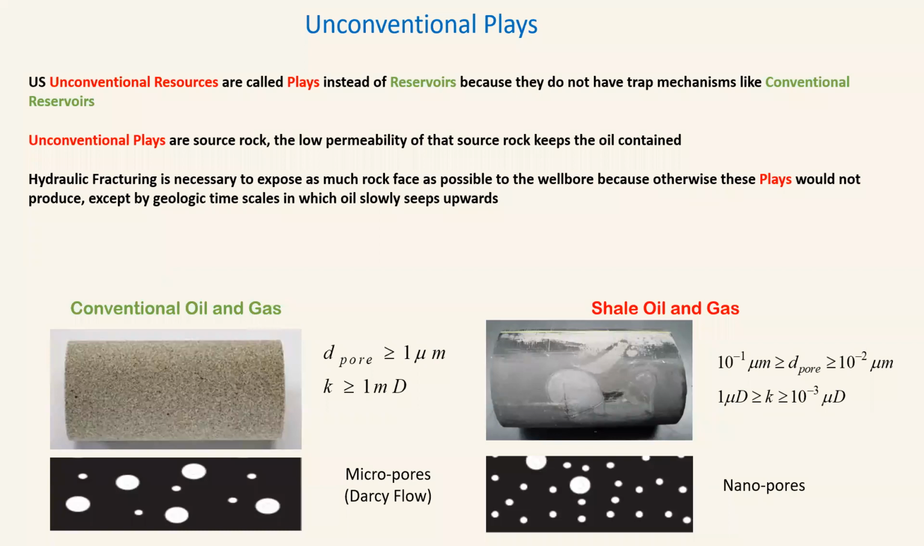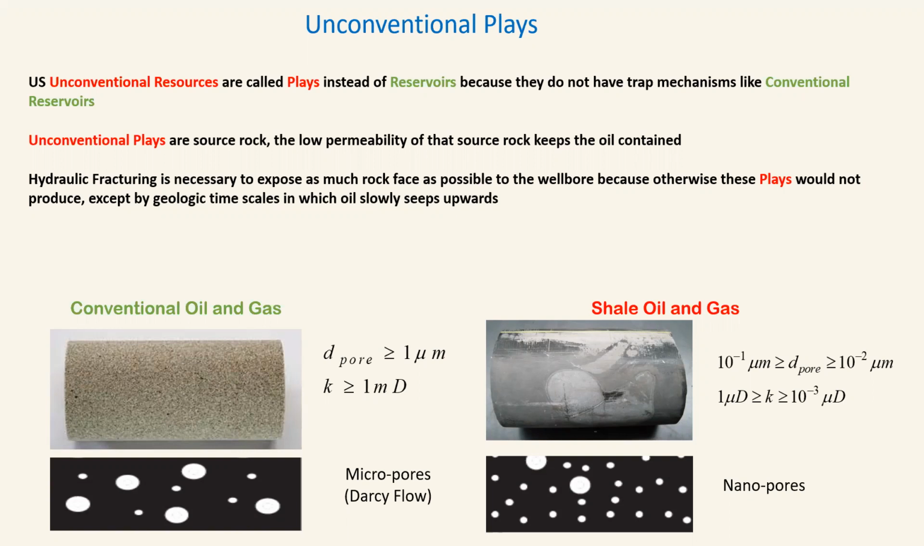So the reason we have to hydraulically fracture unconventional reservoirs is to expose as much rock face as possible to the wellbore, because otherwise these plays would not produce. Over geologic time, unconventional plays do slowly seep oil upwards, and that seepage upwards does form conventional reservoirs, but these plays are not those. And if you look at the permeability regimes, it really becomes clear how bad it is.